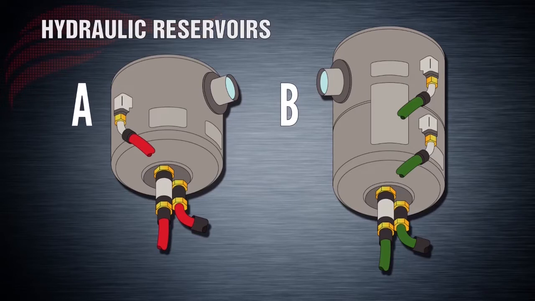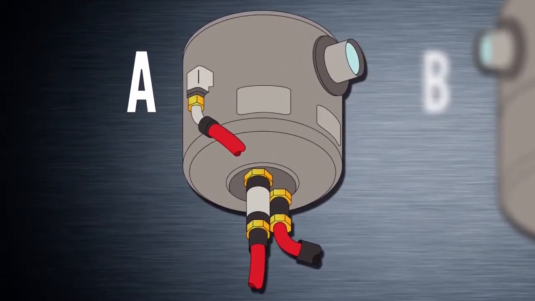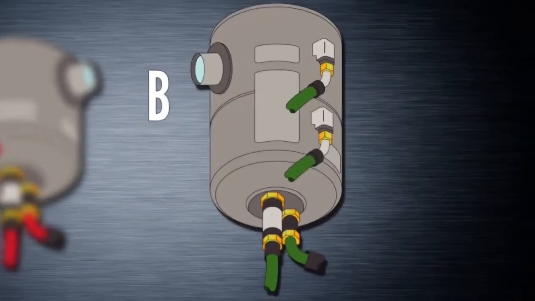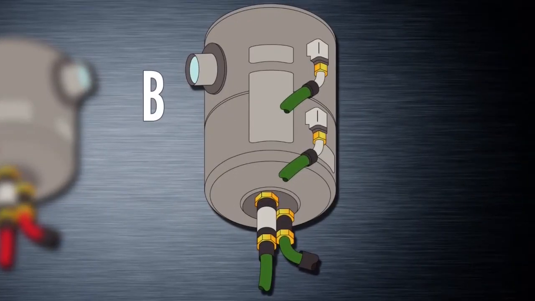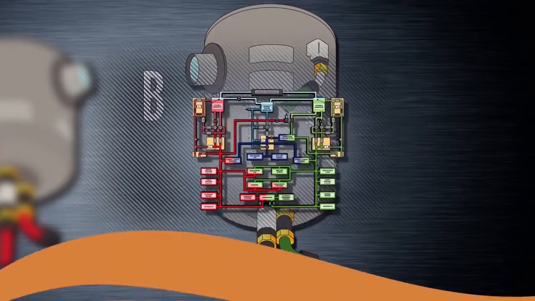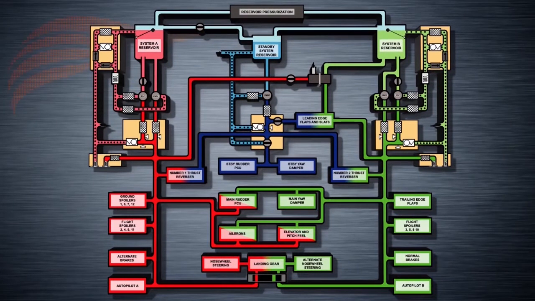The System B reservoir is considerably larger than the System A reservoir, and this is clear when looking at it in the wheel well. System A reservoir volume capacity is about 6.8 gallons, and System B reservoir volume capacity is about 10.7 gallons. Each reservoir is pressurized by bleed air from the engines or the APU.